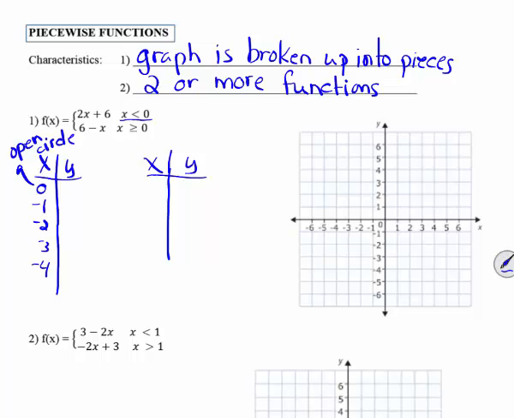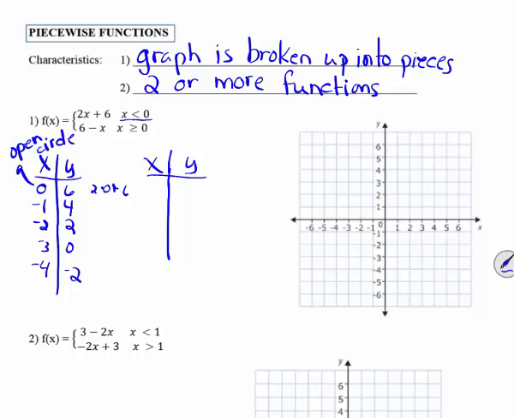Right, just like we did with inequalities. So if I put 0 in, this is 2 times 0 plus 6, so that's 6. This is -2 plus 6, which is 4. -4 plus 6, which is 2. -6 plus 6 is 0. And then -8 plus 6 is -2.